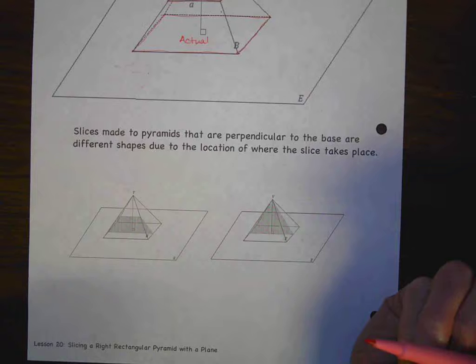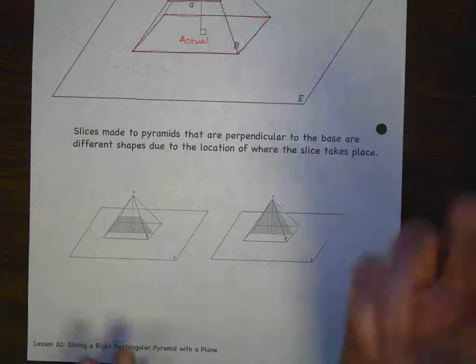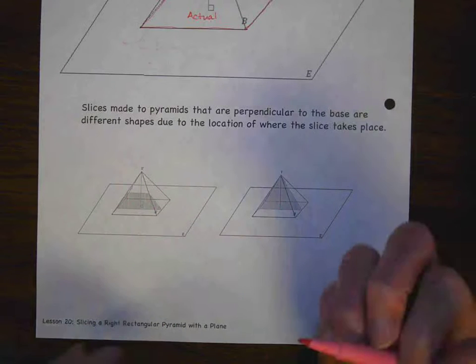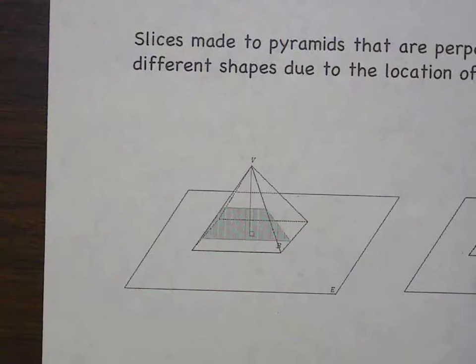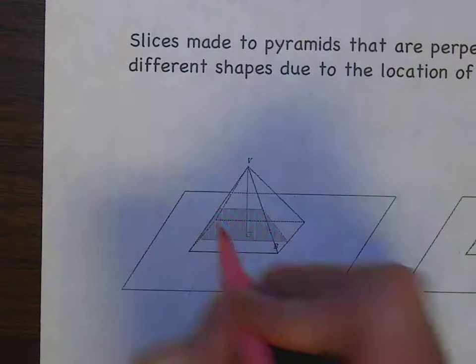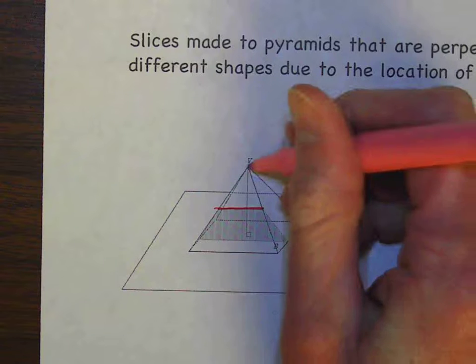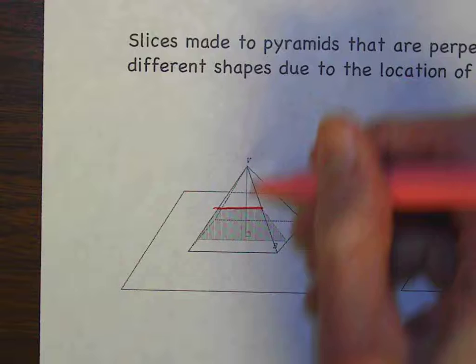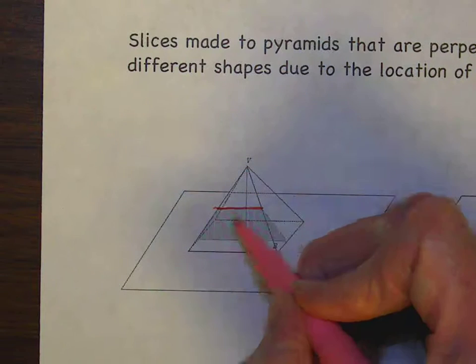Okay, slices made to pyramids that are perpendicular to the base are different shapes due to the location of where the slice takes place. So this is a little bit harder to envision, so I want you to really pay attention to what we're looking at. If we have a rectangular pyramid, which we do right here, I want you to envision that this is where the plane entered. It didn't enter at the top, it entered a little bit down from the top, and when it did, it went straight down.